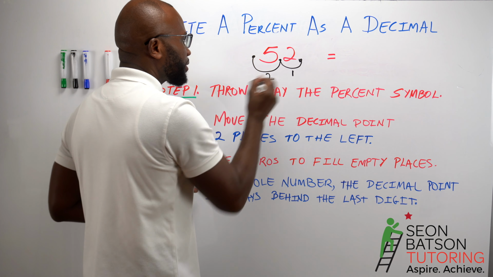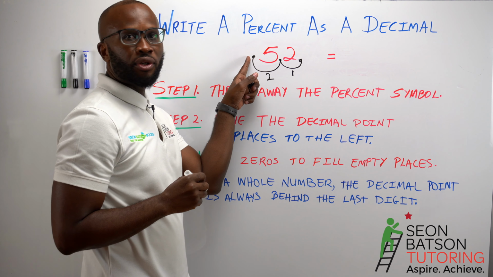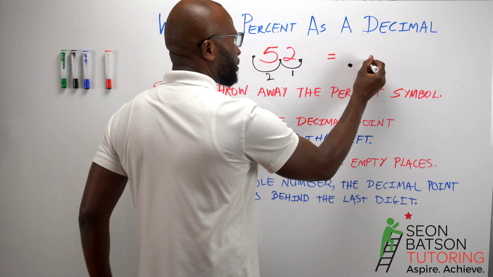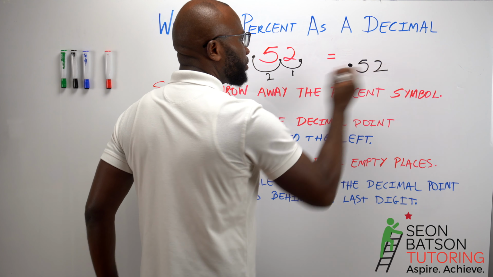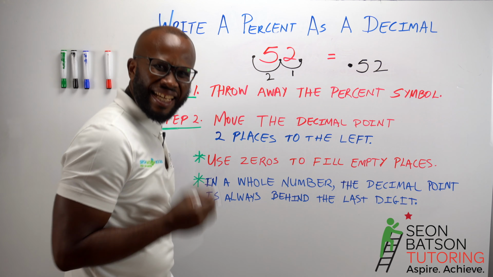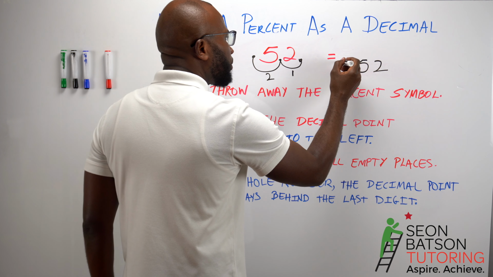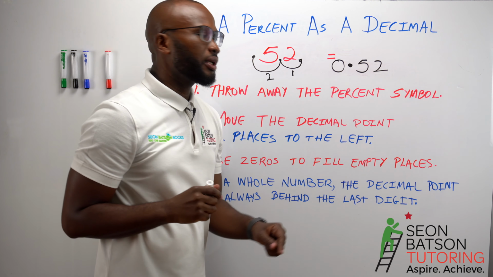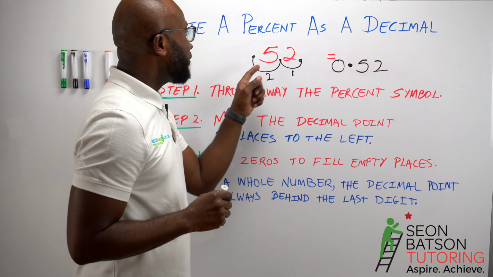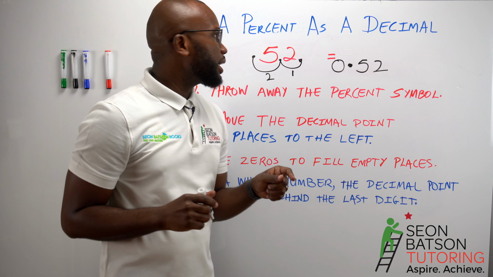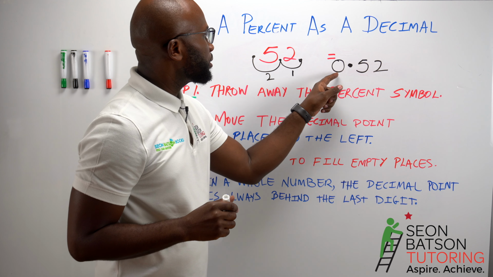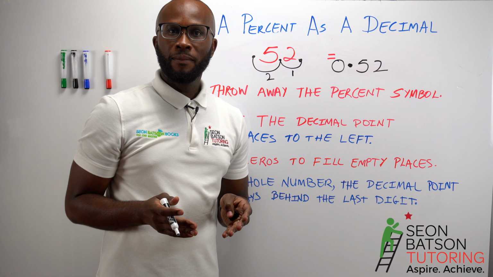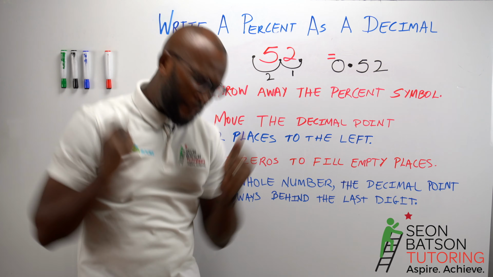2 times. Now our decimal point is in front of the 5. So we put back our decimal point. 5, 2. Get the idea? And of course, we can always use a 0 to fill the empty ones place in front of the decimal point. So 52% as a decimal is 0.52 or 52 hundredths.